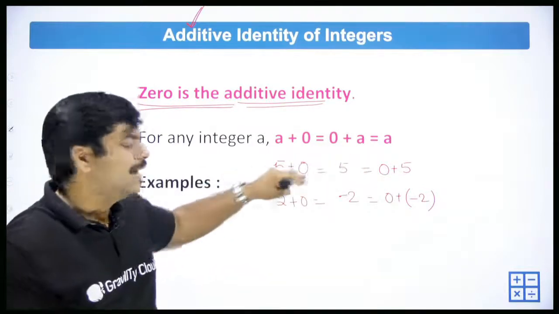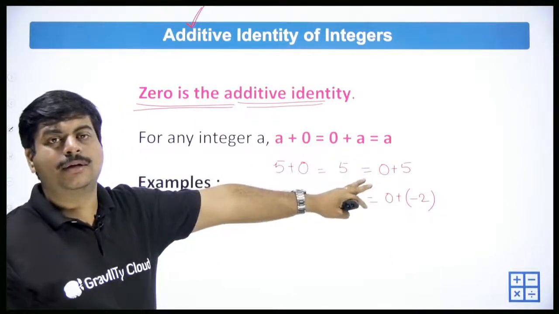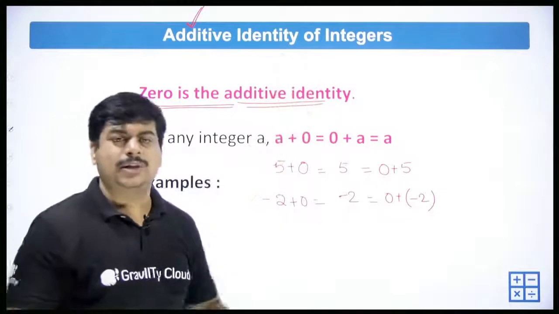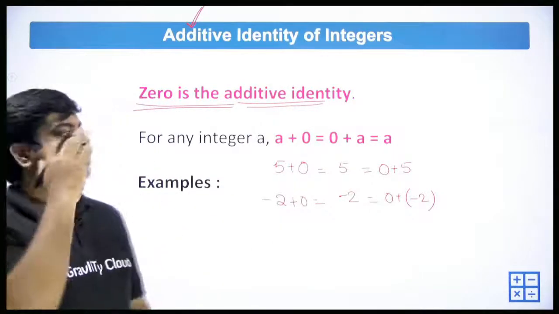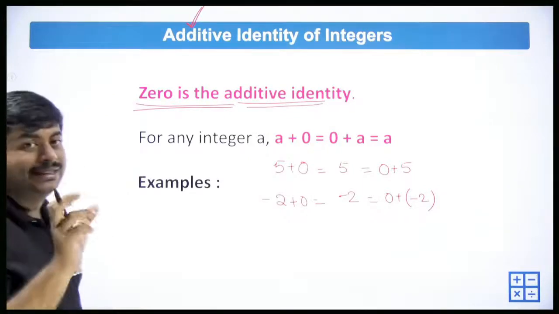For the number 5, you're adding nothing, so the same number will appear. For minus 1000, you're adding 0. That means you're not changing anything. The same minus 1000 will come. Okay, so that is about additive identity.